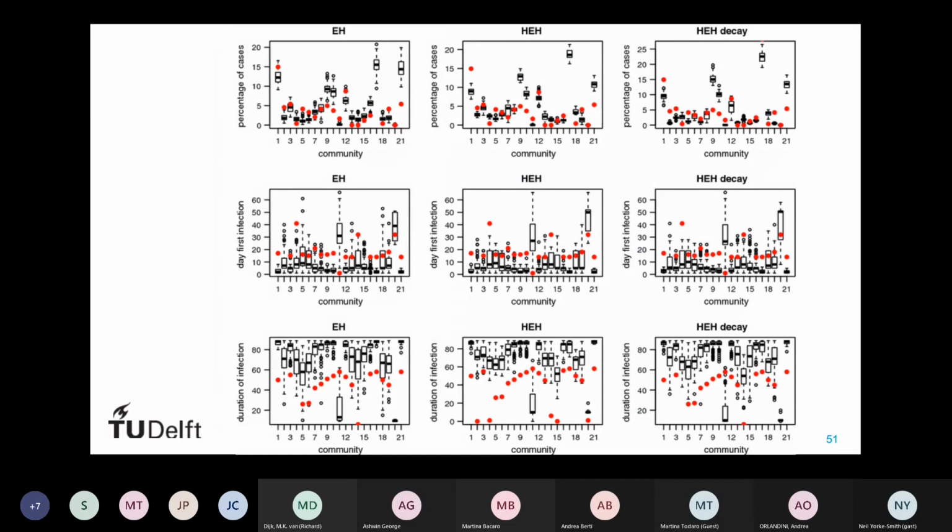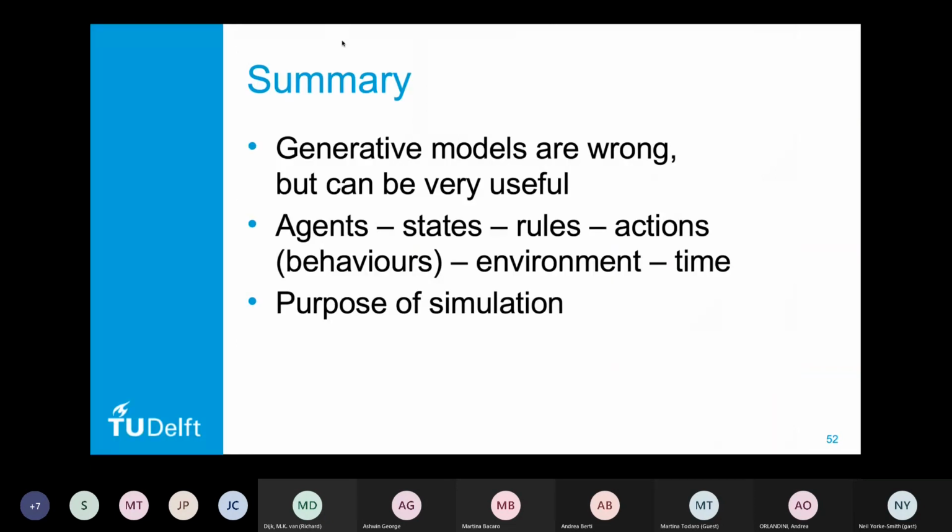Then they could draw some conclusions about the type of the epidemic in different scenarios. Very nice. Okay, so a nice case study. If you're interested in that one, please read the paper.